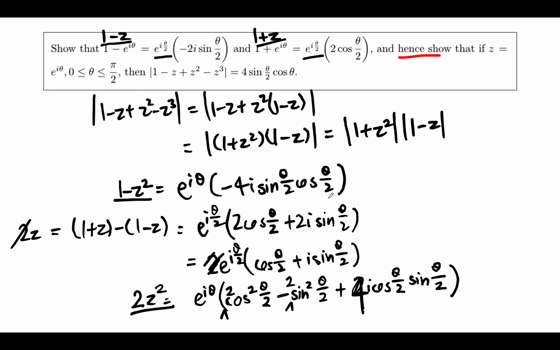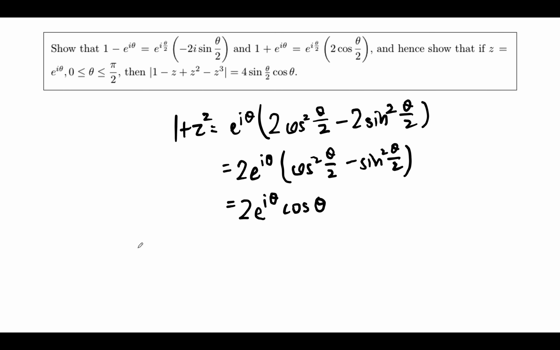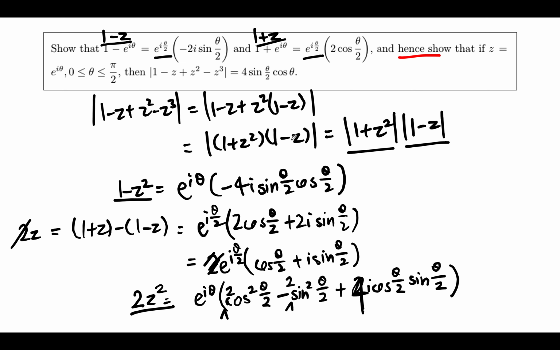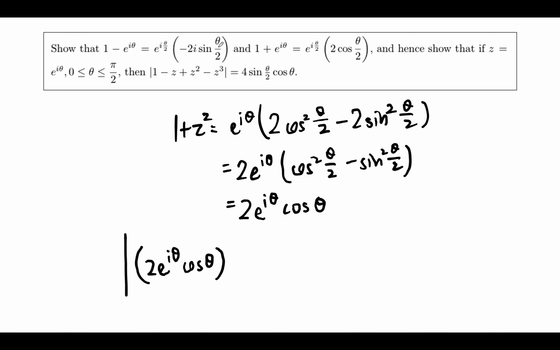Okay, so what are they looking for here? They're looking for the modulus of this multiplied by the modulus of this. There isn't really a need to separate it out, but it might help you see a little easier. So if we multiply it inside, it becomes the modulus of 2 e to the i theta cosine theta. And the other term would be 1 minus z, which is this thing over here, so we're just going to copy it: e to the i theta over 2 minus 2i sine theta over 2. Okay, and now we want to try and simplify the thing inside a little bit.